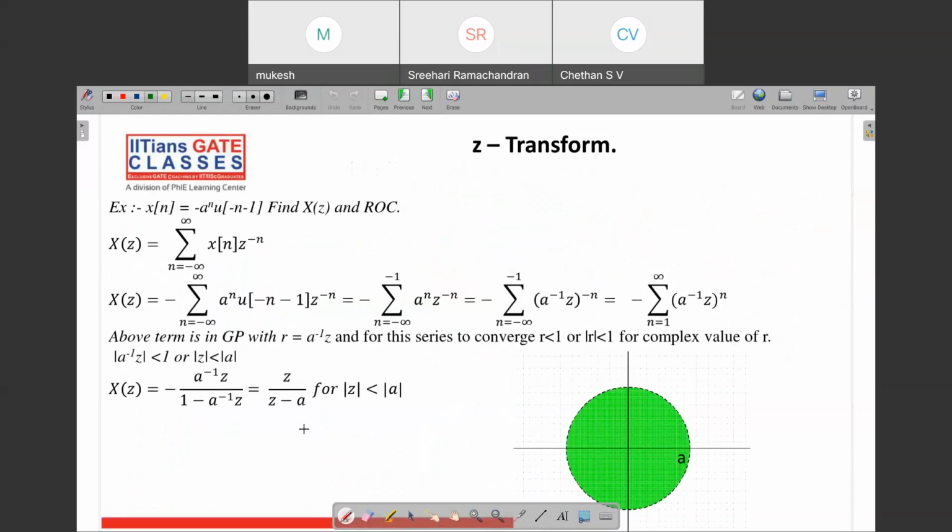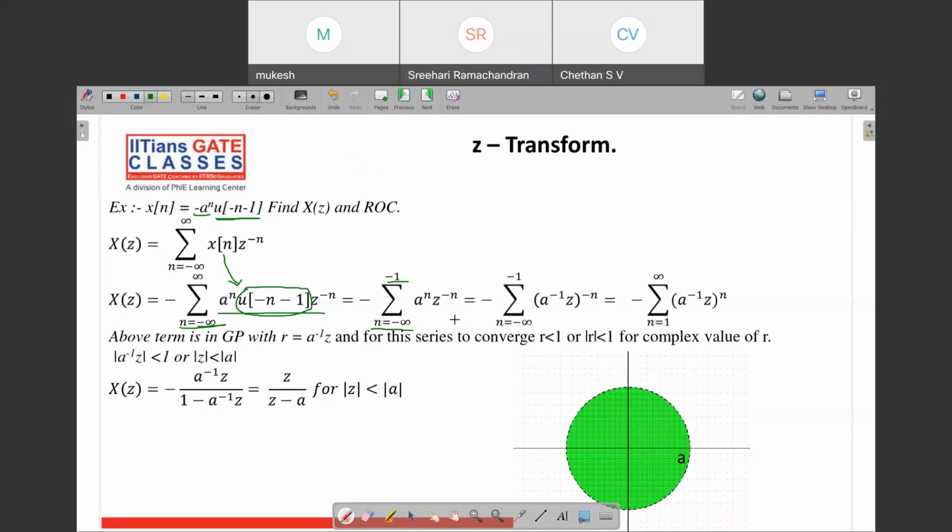Now let me take one more example. Here I have taken minus a to the power n u of minus n minus 1. If we try to calculate the z transform of this signal, I replace x of n with this signal times z to the power minus n. Since it is u of minus n minus 1, you can change the summation from minus infinity to infinity to minus infinity to minus 1. Over this range, u of minus n minus 1 will be equal to 1, and for the rest of the values it will be equal to 0.